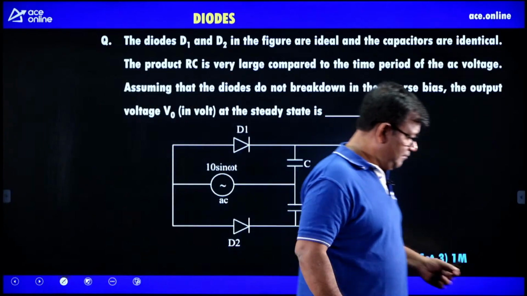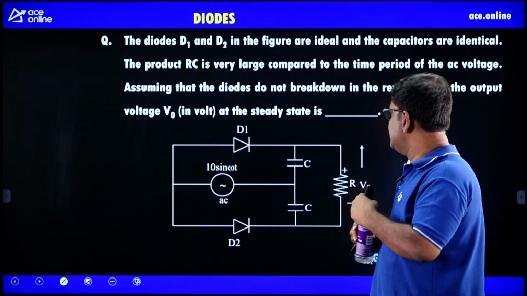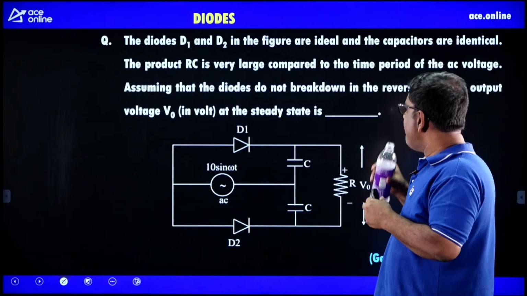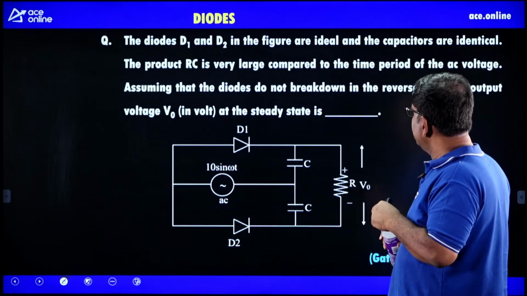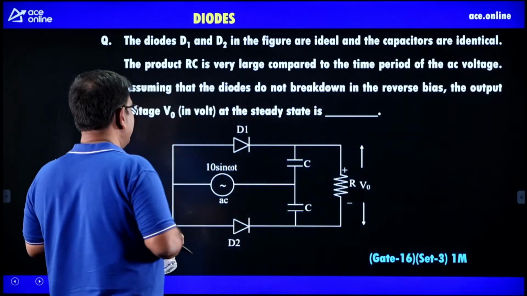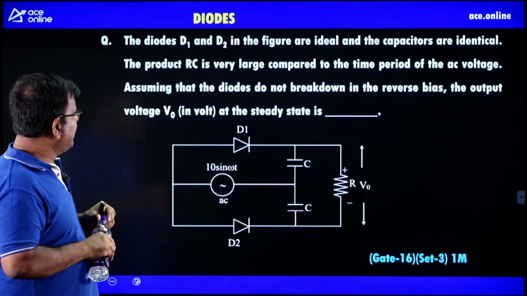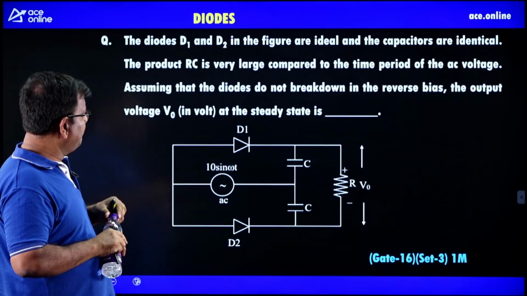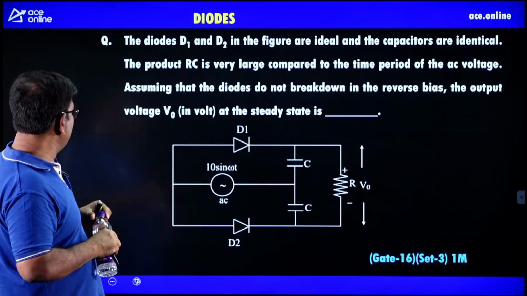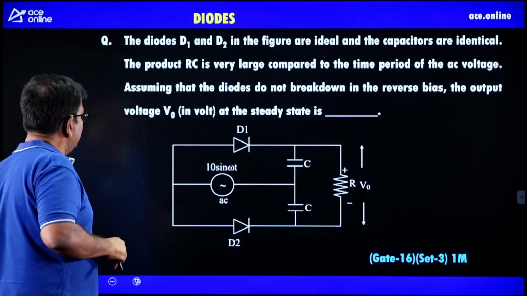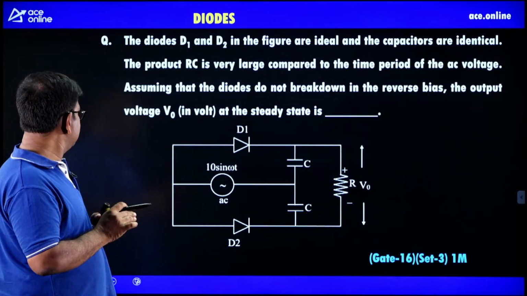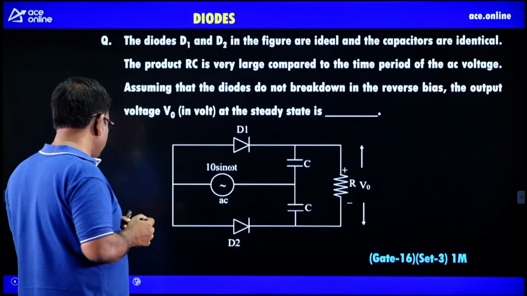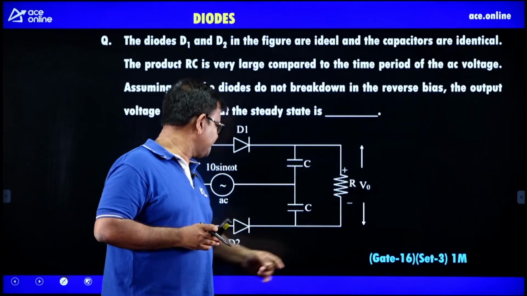So yeah, let's solve some of the PYQs here. The diodes D1 and D2 in the figure are ideal and the capacitors are identical. The product RC is very large compared to the time period of the AC voltage. Assuming that the diodes do not break down in the reverse bias, the output voltage at the steady state is. So the examiner wants you to calculate V naught here, right?